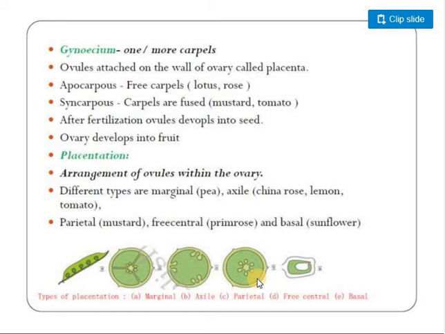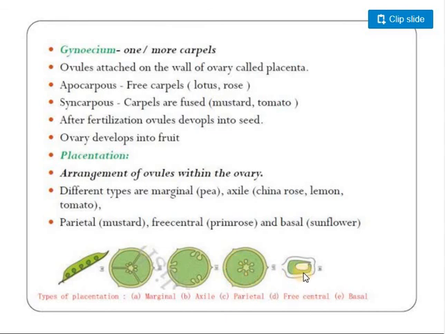And the fourth one is called free central placentation. Here, the ovary is not divided into locules, but ovules are arranged in the middle on an axial placenta, but there are no locules. This is called free central, centrally arranged, freely attached. So it is called free central placentation.